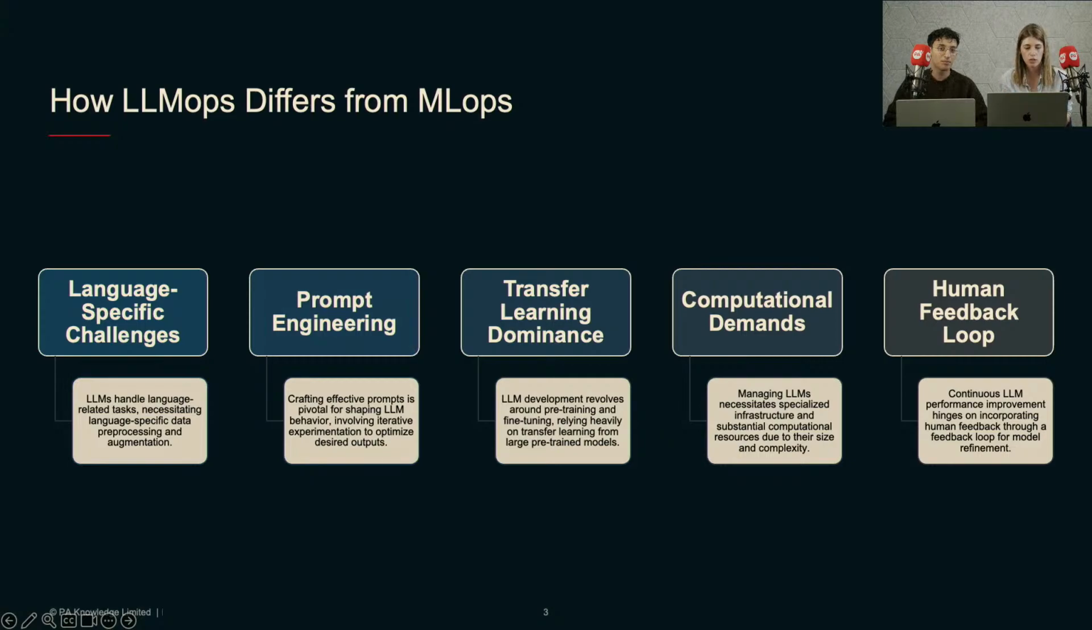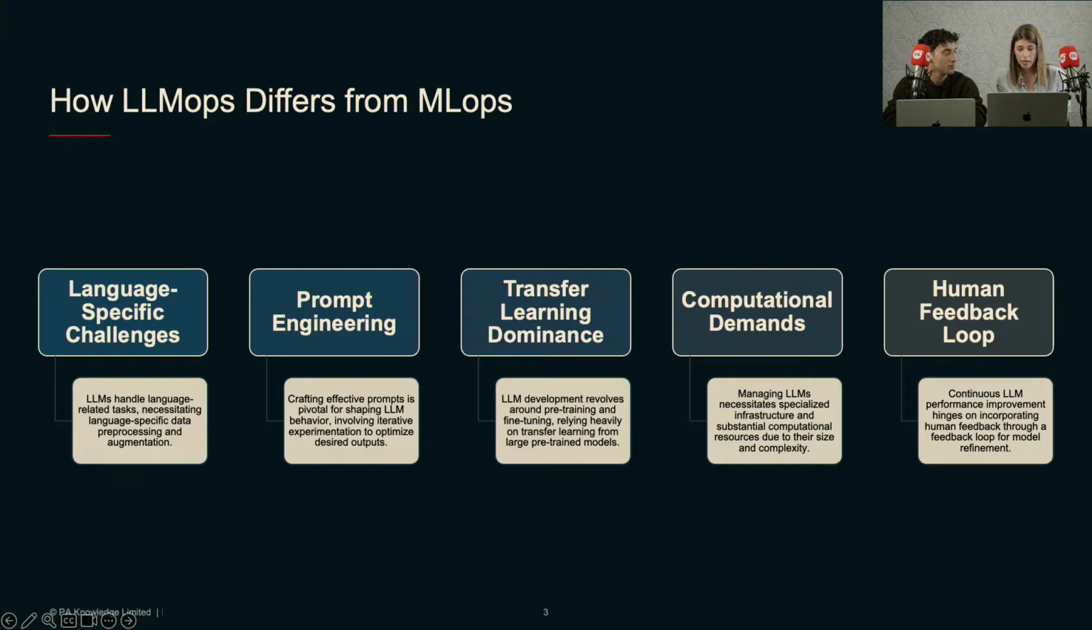So one of them is language-specific challenges. LLMs handle language-related tasks, and they need language-specific data preprocessing and augmentation, which can be slightly different compared to some of the traditional ML models. Prompt engineering is crafting effective prompts. It's pivotal for shaping large language model behavior, involving iterative experimentation to optimize those desired outputs. Transfer learning dominance: LLM development revolves around pre-training and fine-tuning, relying heavily on transfer learning from large pre-trained models.